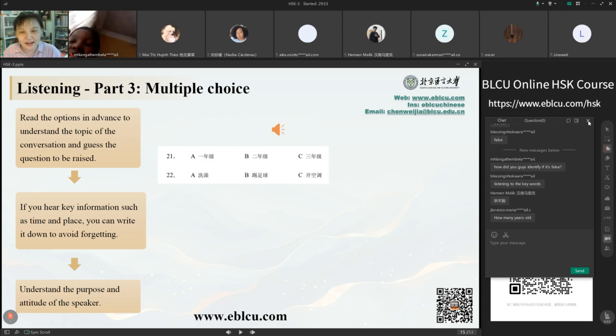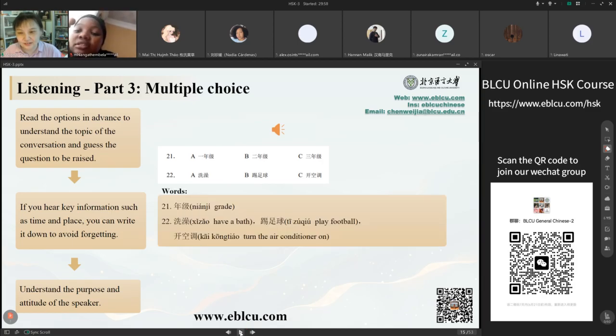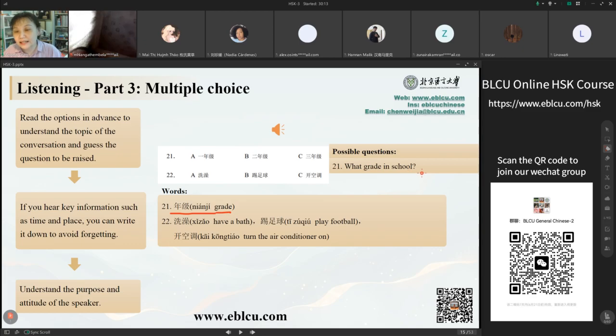Years old. Okay. So 年级 is grade, like which year of school is 年级. So maybe asking about what grade, which year of school the students is in. Second one, 洗澡, 踢足球, 开空调. So you can predict what kind of question they will ask for 22.